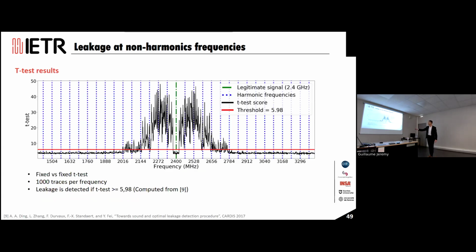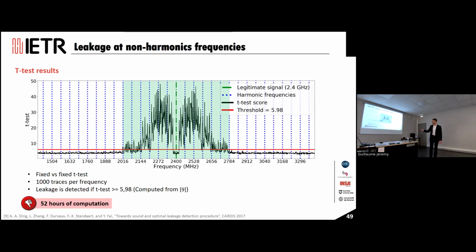So here is the result of the t-test according to the frequency where we perform the experiment. The solid line corresponds to the frequency of the legitimate signal. The blue dotted line corresponds to the position of the harmonics, where we are expecting to find the leakage. In order to conclude that leakage is present, we need the result of the t-test to be above the red line. And what we can observe is that the leakage is present continuously over the spectrum around the first harmonics. So with this experiment, we demonstrate that leakage is not only present at the harmonics, but also at the non-harmonic frequencies. But to perform this experiment, we needed 52 hours.